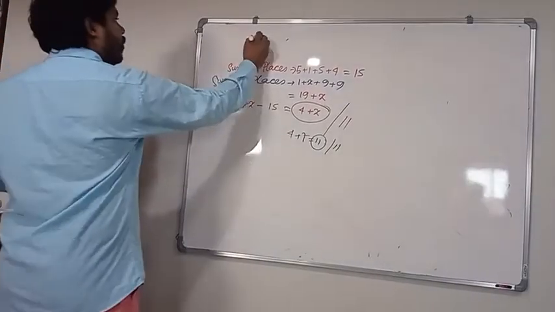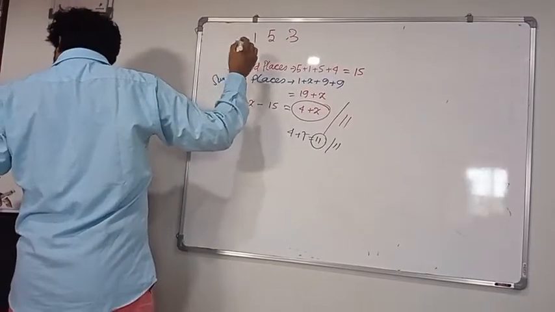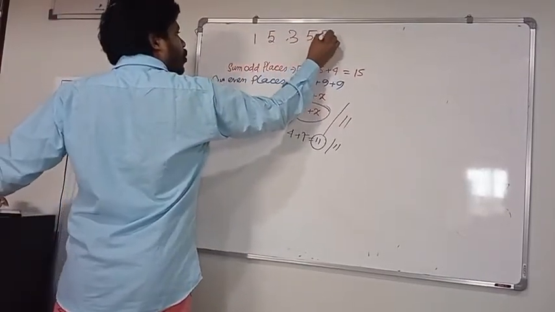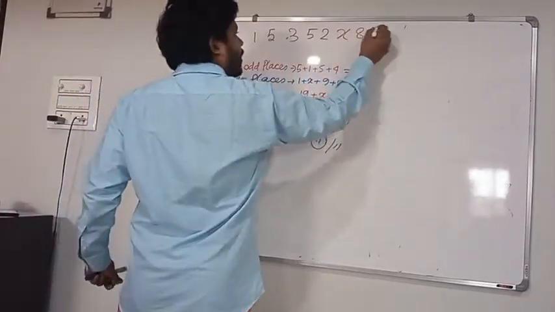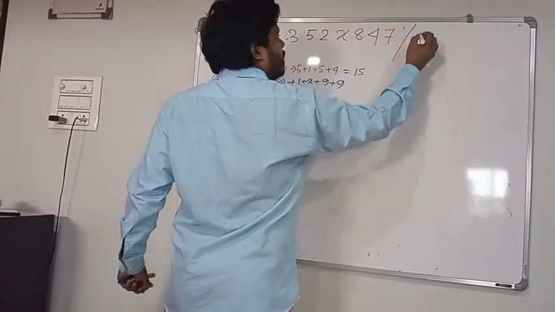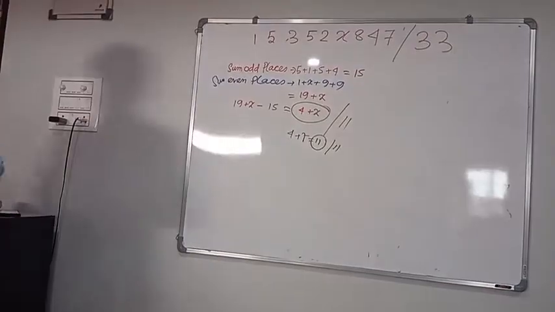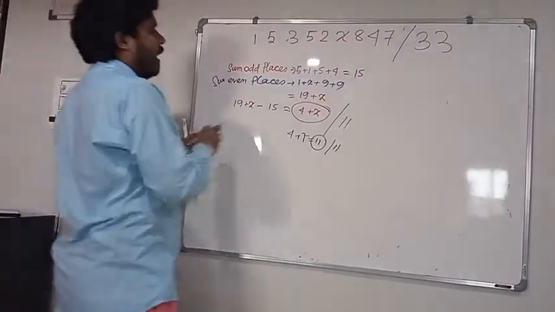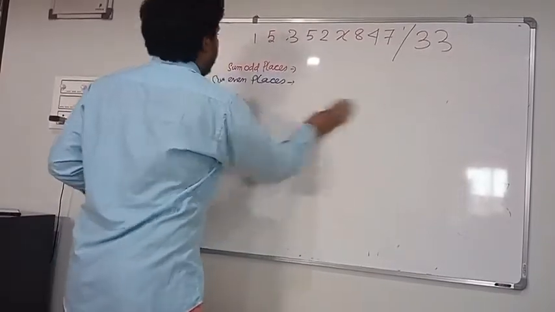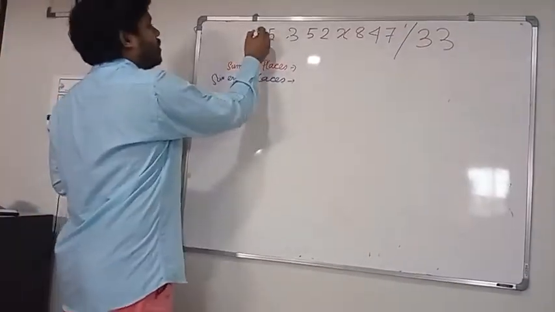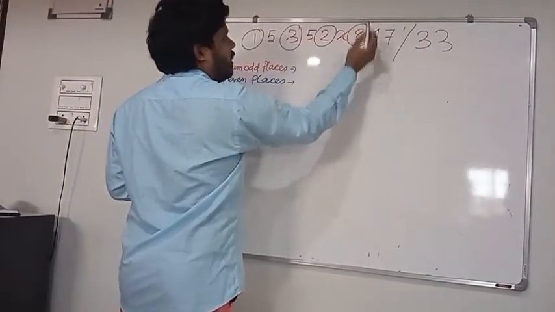One five three, 5 2 x, 847. The number is divisible by 33. Then you have to find the value of x. Suppose this is the odd places. Then what will be the odd places?